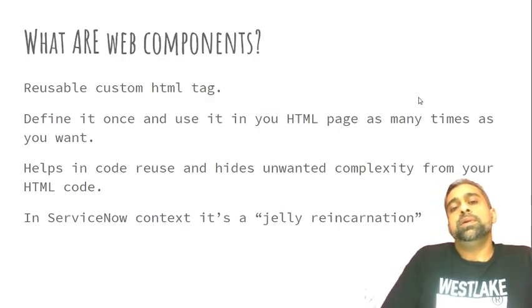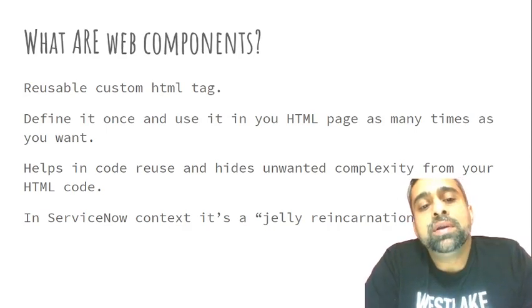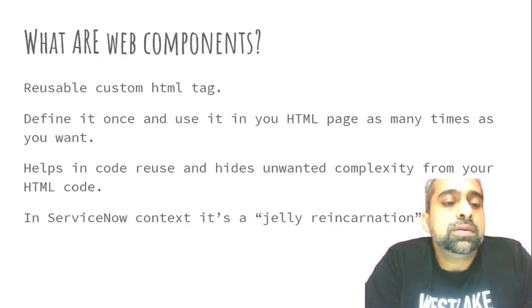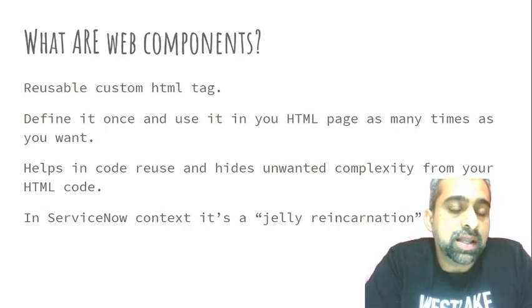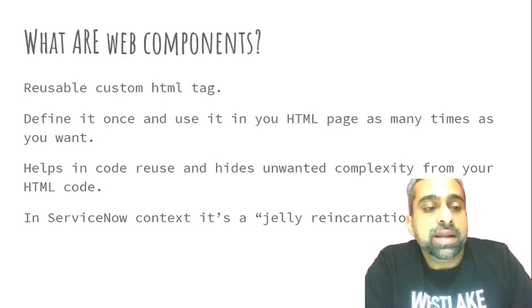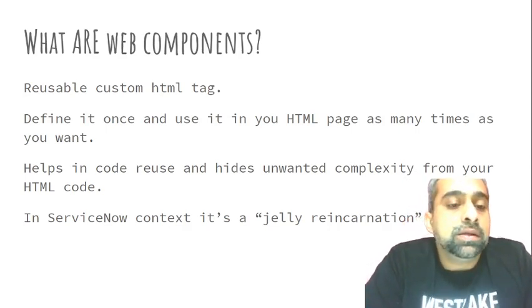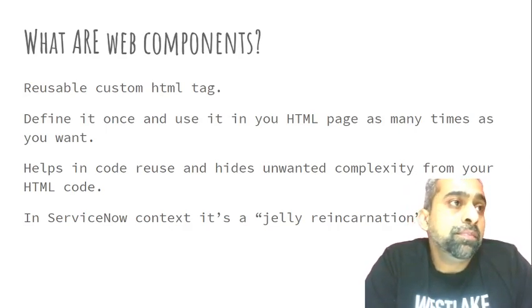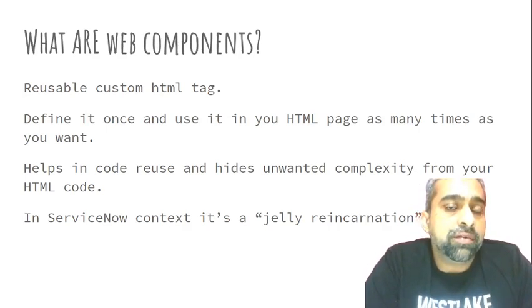So what are web components? Web components are nothing but reusable custom HTML tags, right? So what does that mean? Reusable. The HTML code that you have in your HTML files can be reused. Those can be created as components and then reused in your HTML file. So you can create your own custom tags, in the sense that the most common tag would be a P tag, a paragraph tag.